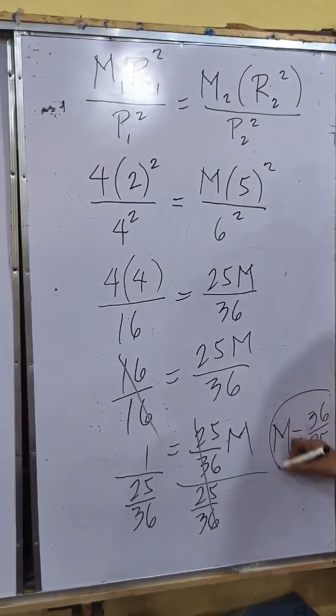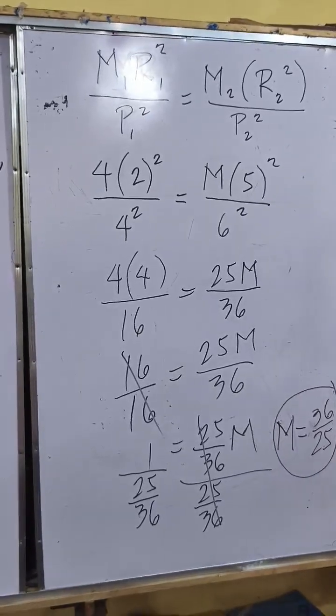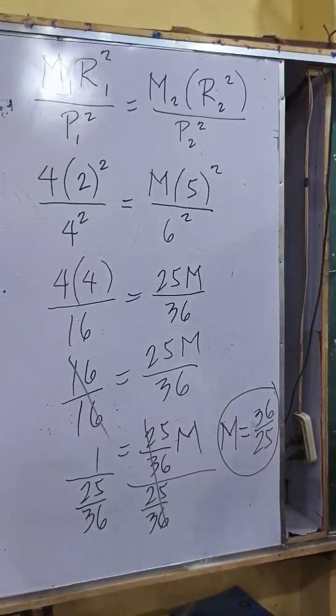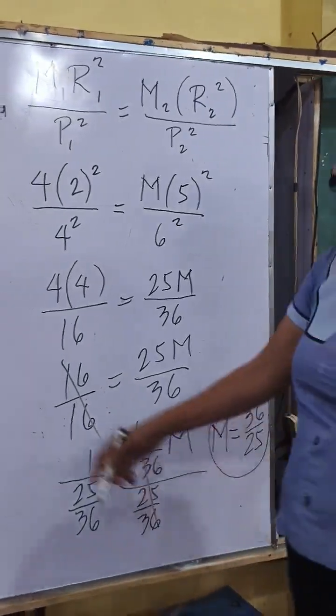You cannot reduce because 36 is not divisible by 5 and 25 is not divisible by 2. So this is your final answer for the second value of M. That's all.